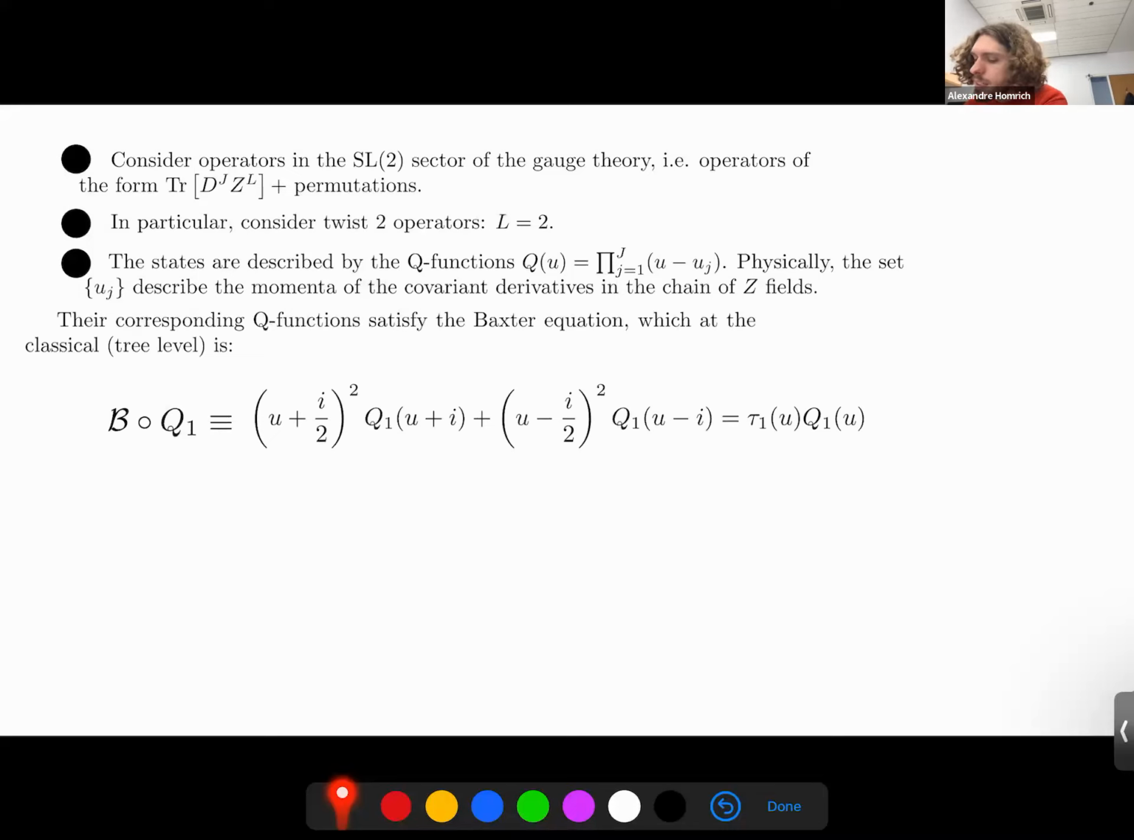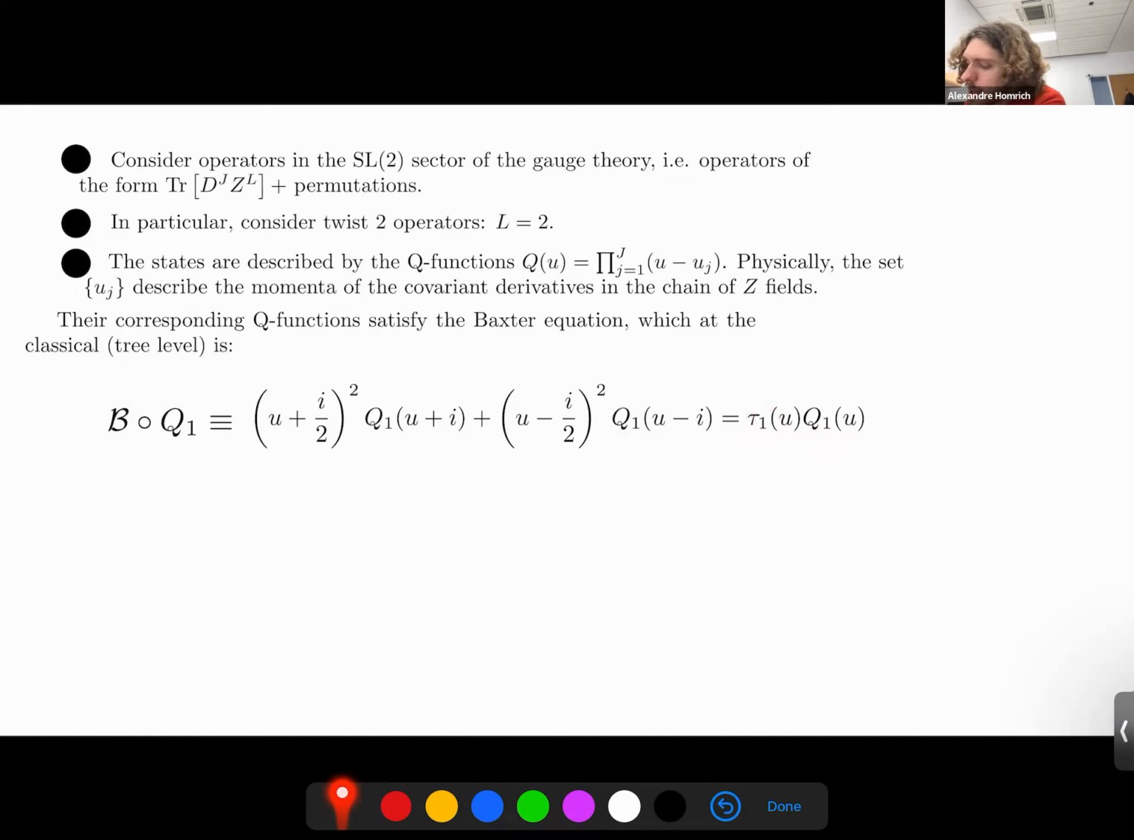In this case, they're quantized by the so-called Baxter equation, which is a finite difference equation given here. So let's digest this equation a little bit. We define this B operator, which is essentially defined by the left-hand side of the equation. And then this is essentially an eigenvalue equation for this B operator, for which we must solve both for the eigenfunction, which is the Baxter polynomial Q, and the eigenvalue T, which is the transfer matrix. The eigenvalue, of course, depends on the operator. Therefore, I use this label 1 here.